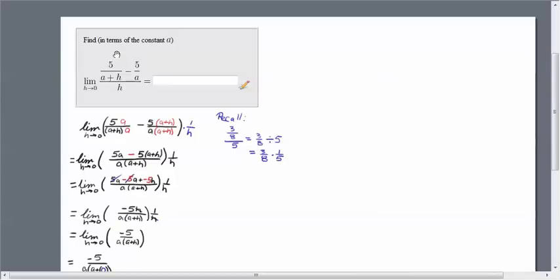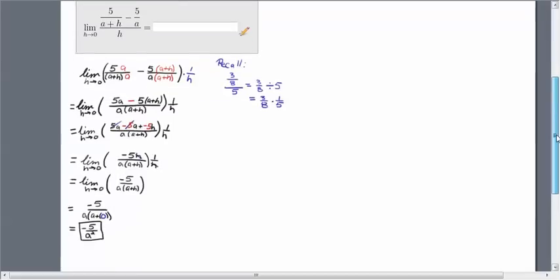Okay, so it turns out that the derivative here of 5 over x is minus 5 over x squared, and then if we substitute the parameter a in, we'll have minus 5 over a squared. Okay, but more on that later. This is the process of evaluating this limit to get this result.